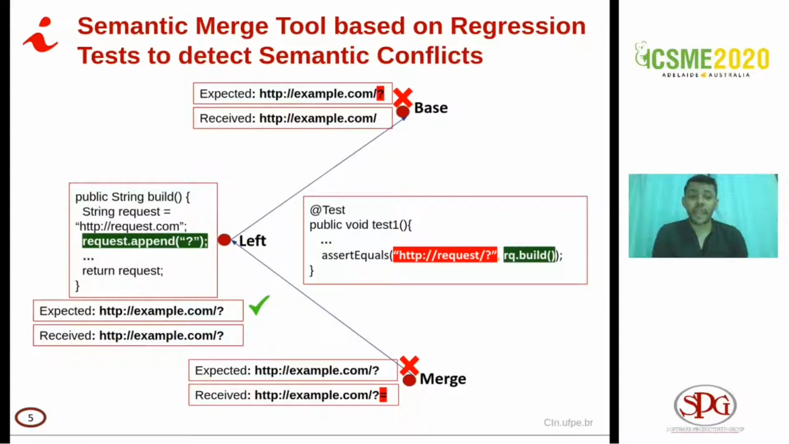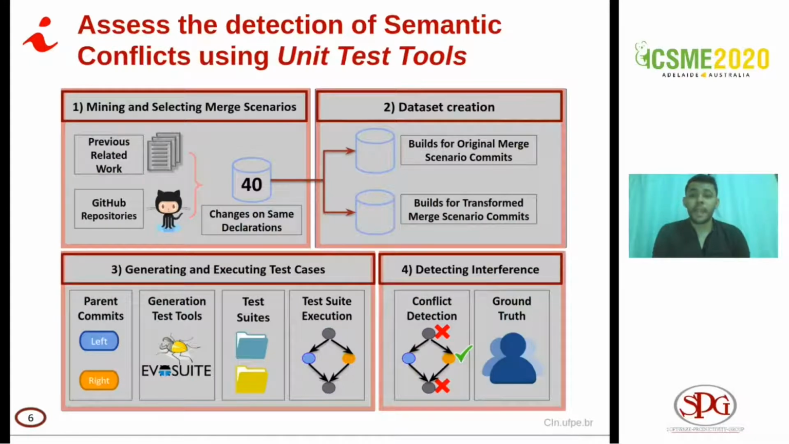If we detect a test case that fails on base, passes on the parent commit, and fails again on the merge commit, a semantic conflict might be detected. In this way, a semantic merge tool could create and run tests during merge scenarios aiming to detect semantic conflicts. And in this study, we aim to assess the detection of semantic conflicts using unit test generation tools. For that, we perform an empirical study analyzing changes on the same declarations in merge scenarios.